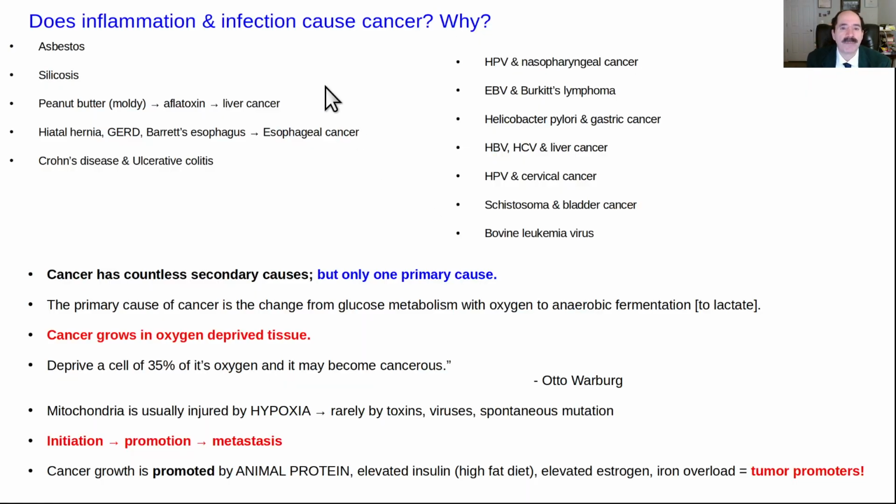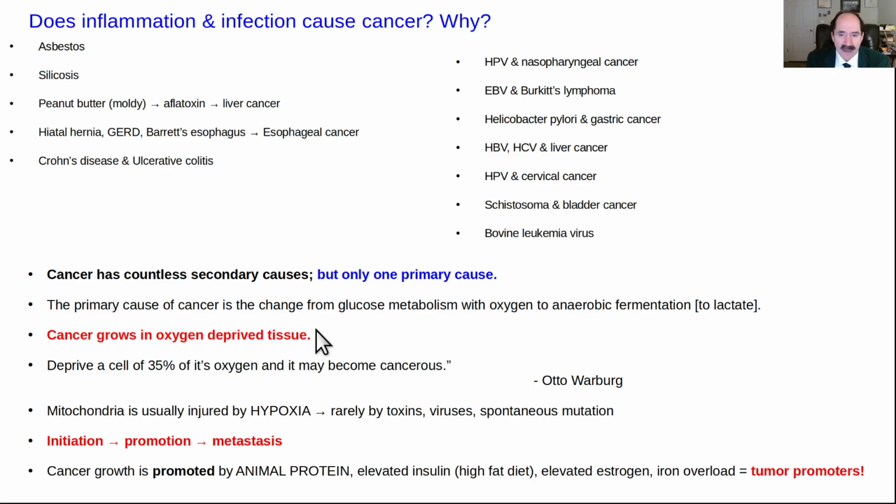Okay, so what I really want to show you is there's some infections and there's some toxins that increase the risk of cancer. But here's the key point. This guy, Otto Warburg, he's the guy who really made the most important discovery in all of cancer research. What he figured out was if you take cells and you put them in a petri dish and then you deprive them of oxygen by 35% or more, and just for hours, those cells will either die or they'll transform into cancer.